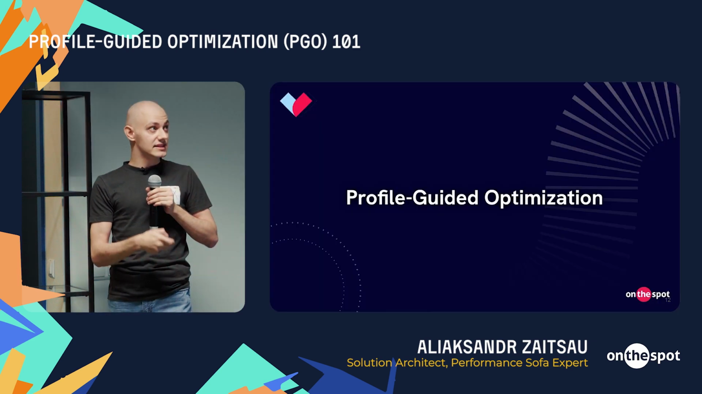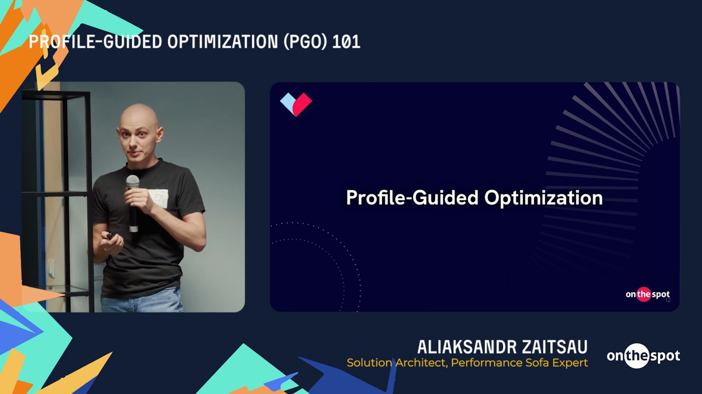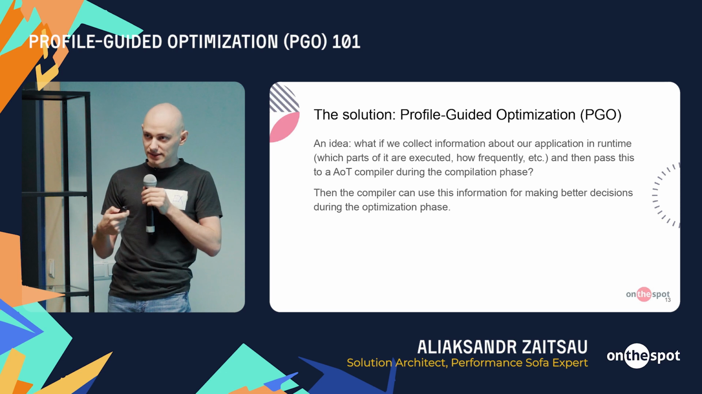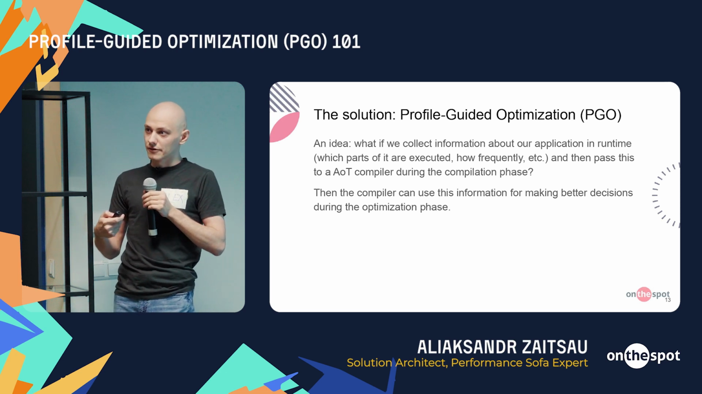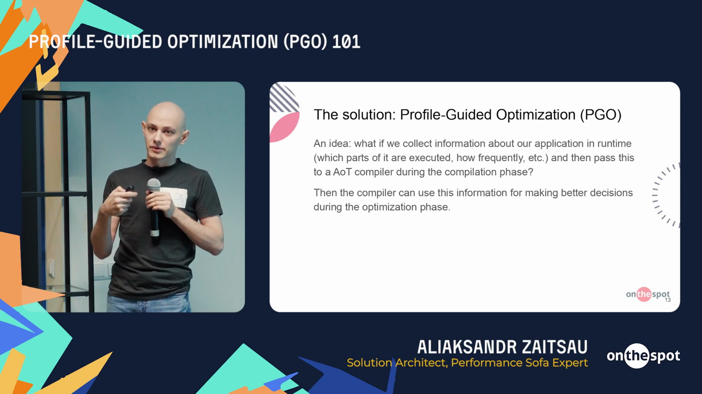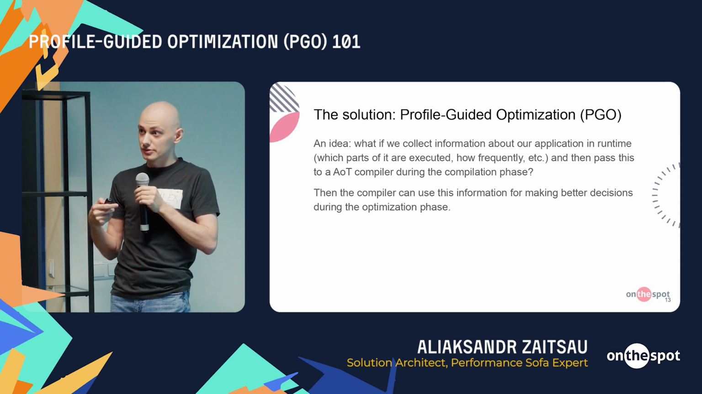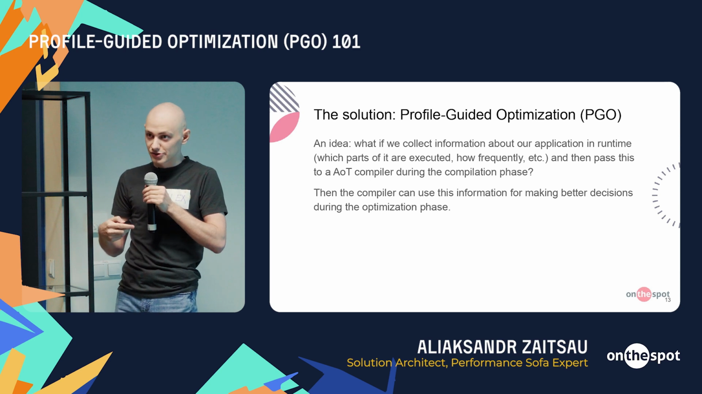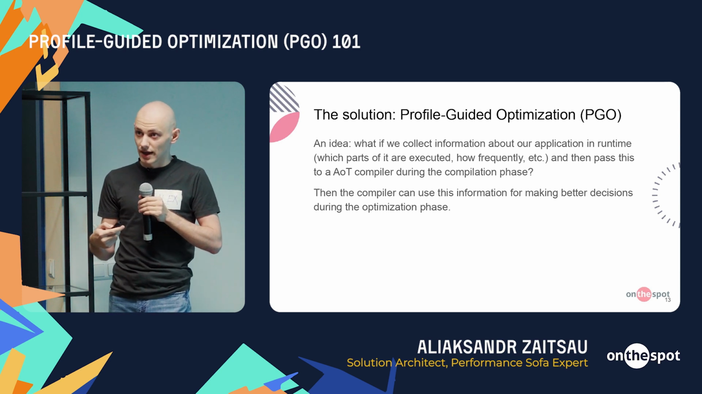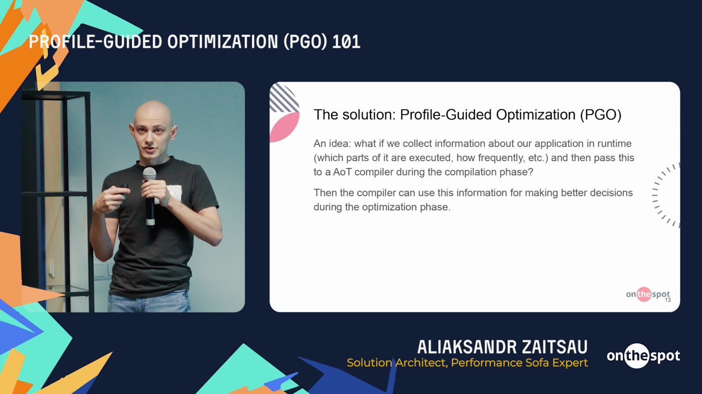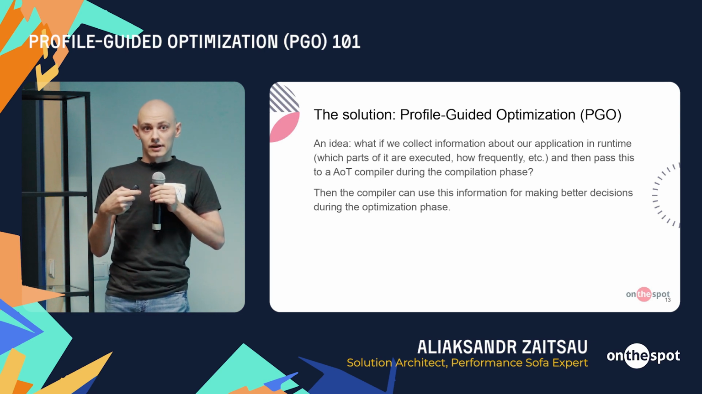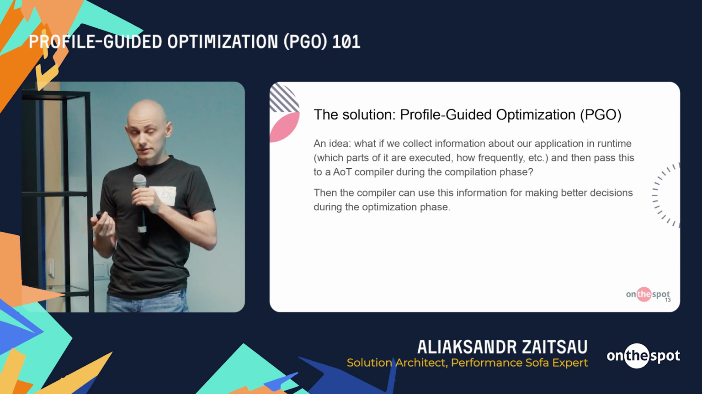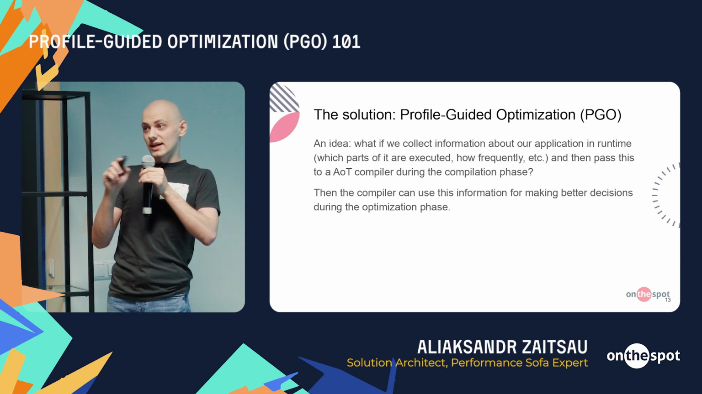And actually, this is exactly the idea of profile-guided optimization. What if we try somehow to collect a runtime profile for your application, then pass this information to a compiler on your CI pipeline and use it during the compilation phase. In this way, we'll try to get the same approach as we have in the just-in-time world. This is all the idea, nothing more.